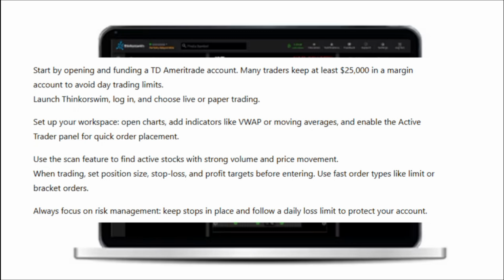When trading, set position size, stop loss, and profit targets before entering. Use fast order types like limit or bracket orders. Remember, always focus on risk management, keep stops in place, and follow a daily loss limit to protect your account.